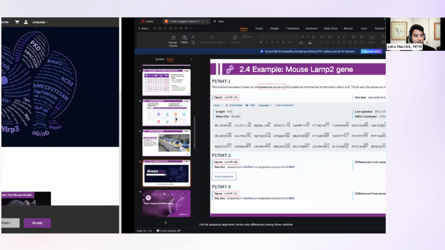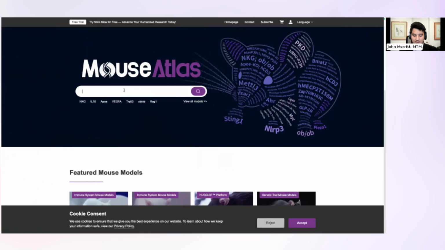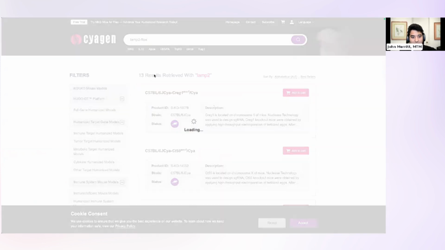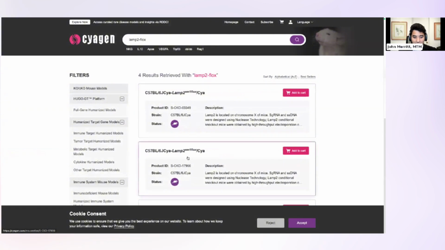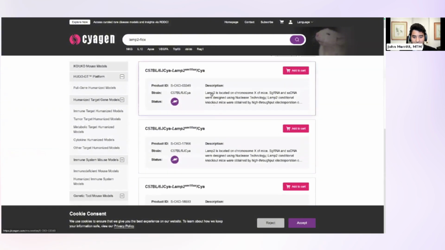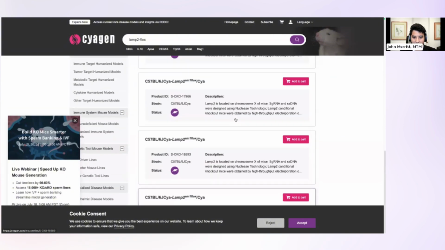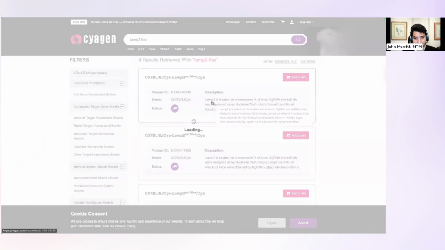Let's see. So this is Mouse Atlas. You come in, type in LAMP2, and let's say I'm looking for the floxed allele. So you just type in LAMP2 flox. You'll see LAMP2 is located on the X chromosome. We designed a CRISPR strategy, with sgRNA and ssDNA designed using nuclease technology. And so you just go through, and we've got four flox strategies here.